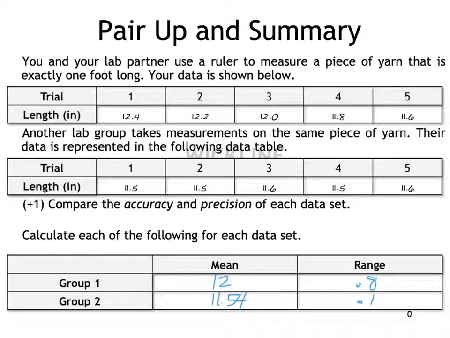In group 2, I would reverse those claims. I would say that in group 2, you are precise because these values are close to each other, but you're not accurate, meaning that when I average these numbers, they come out to 11.4, and in the question I stated that the yarn is 1 foot long. So it's 12 inches and 11.4 is not 12.